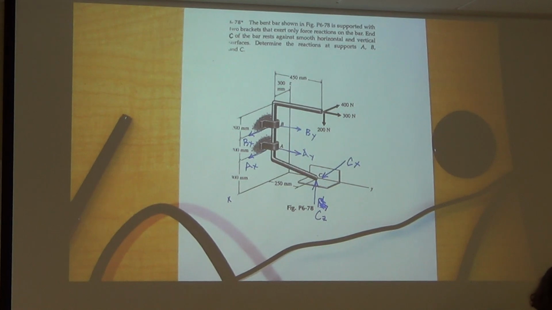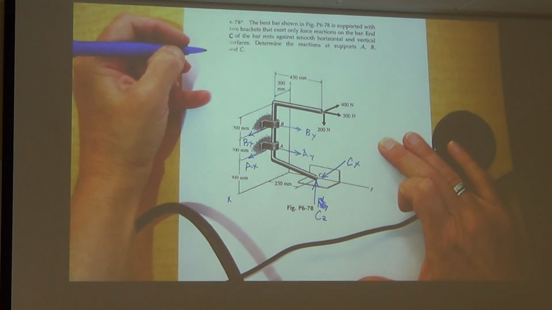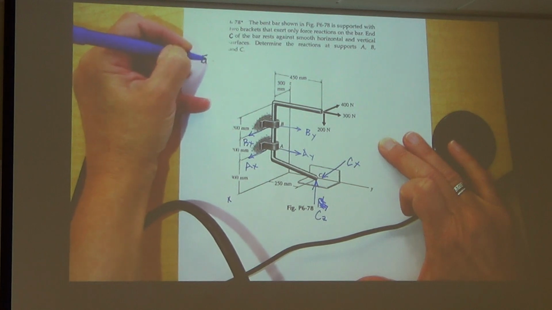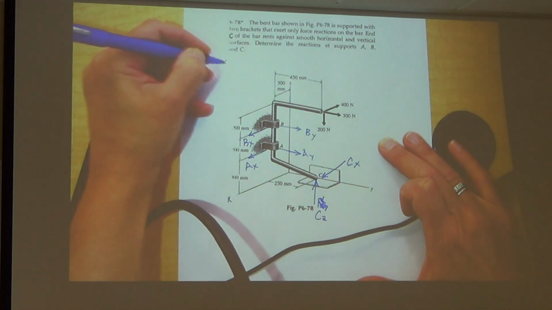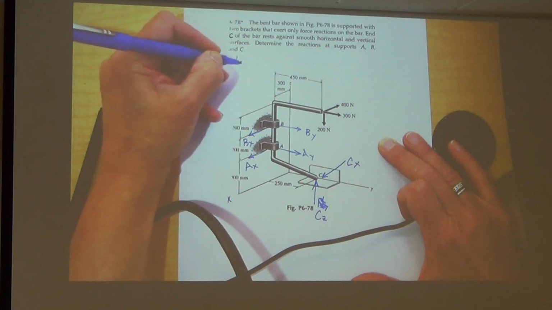C of the bar rests against the smooth horizontal and vertical surface. Determine the reactions that support A, B, and C. So JJ, is there anything given in the words that's not in the picture? No. So I'm just going to write given sketch.